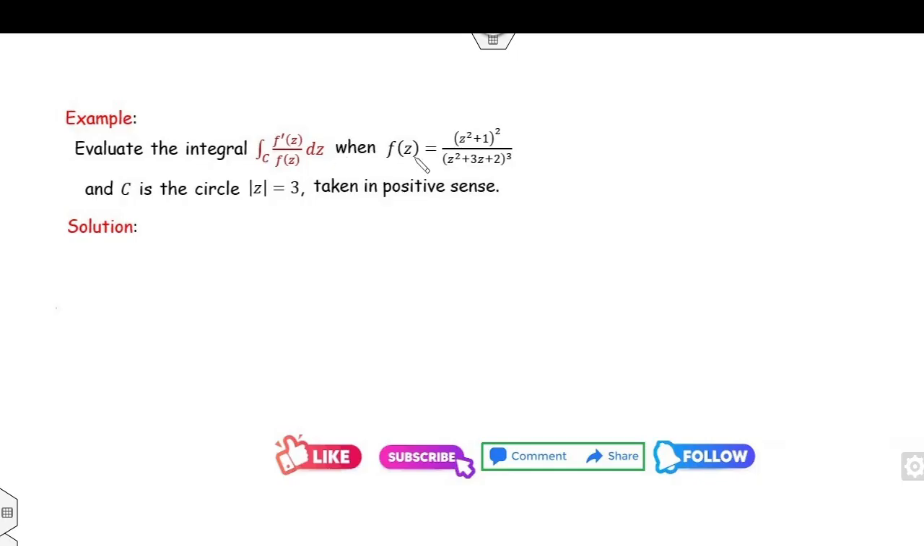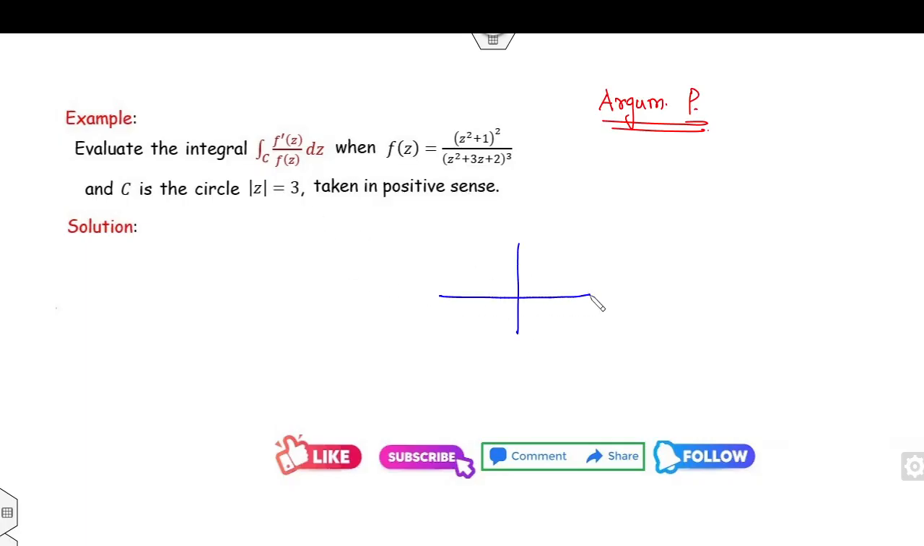First of all, for the given function f, can you find the value of f dash easily? Definitely not. Why? Because it's a ratio of two parts, and it's not an easy target to find f dash. Once it is not an easy target, can you find the value of f dash over f easily? Again your answer is no. So whenever such a situation occurs, your target is always to apply the argument principle. How can you apply the argument principle?